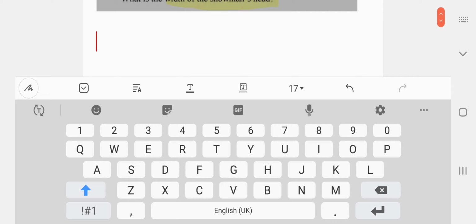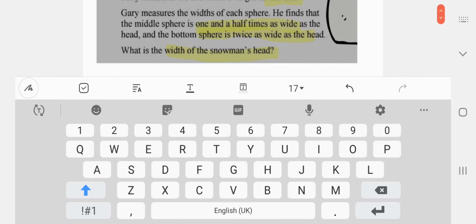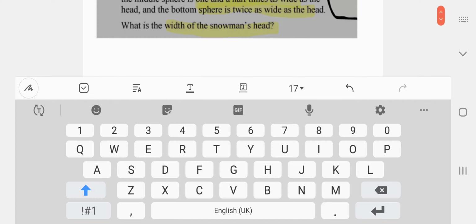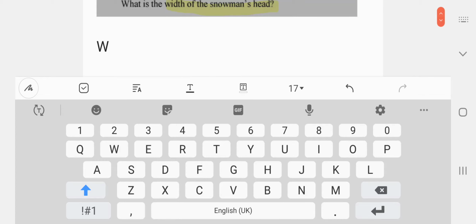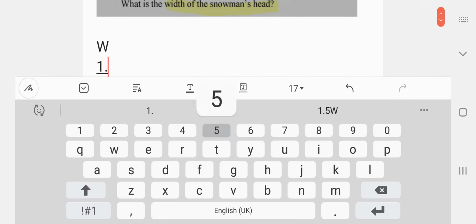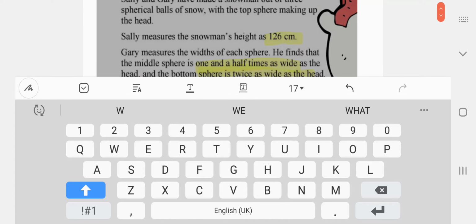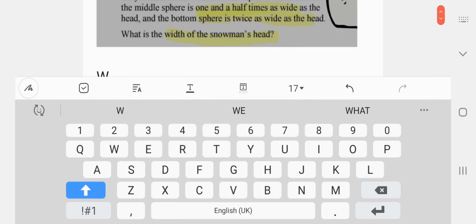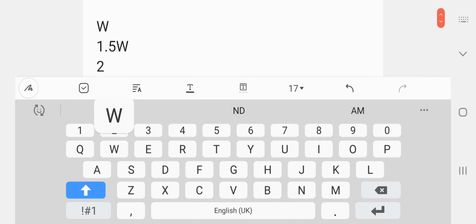So now how does this fit into an equation? Firstly, there is no definite measurement for the head or the width of the middle sphere or the width of the bottom sphere. But we can see that it says 1.5 times as wide as the head. So the middle sphere is 1.5 times as wide as the head. So we could say if the head was W, which indicates width, then the middle sphere would be 1.5 W. And hence the bottom sphere, which is twice as wide as the head, would be 2 W.